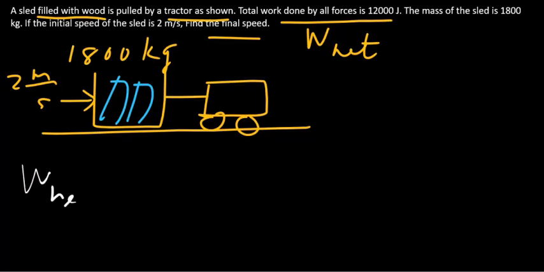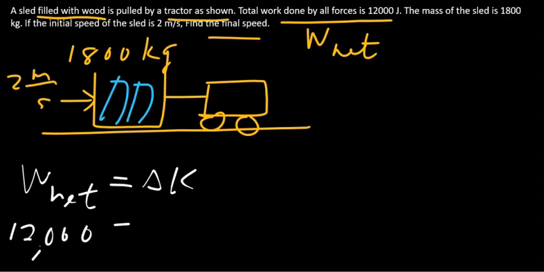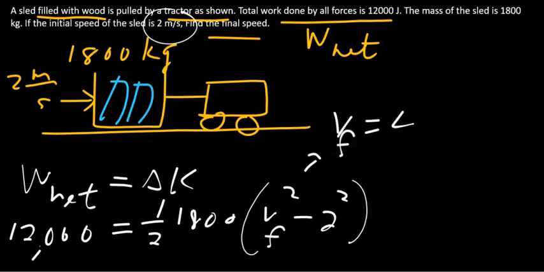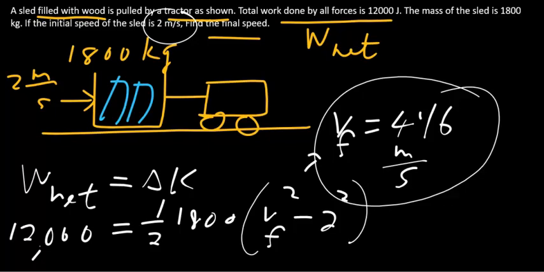So when we apply the work-kinetic energy theorem, it simply states the net work done equals the change in kinetic energy. The net work is 12,000 joules, and the change in kinetic energy is half times the mass of the sled, 1,800, times the final speed, which is what we want to determine, Vf squared, minus the initial speed, which is 2 meters per second, so 2 squared. And we can determine the final speed that way, and it turns out to be 4.16 meters per second. And that is the solution to this problem.